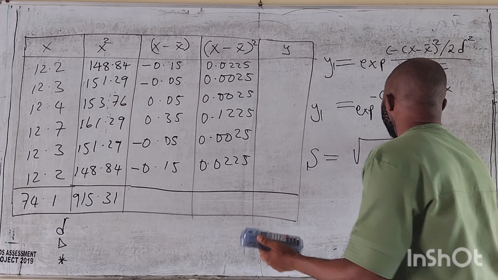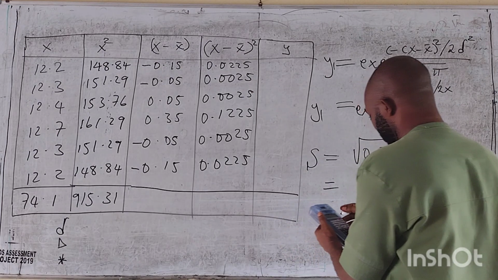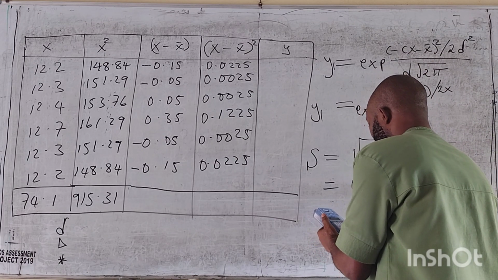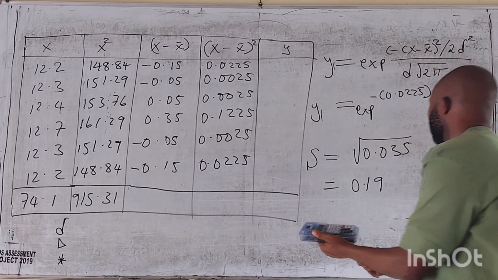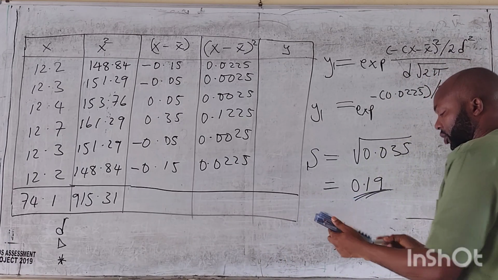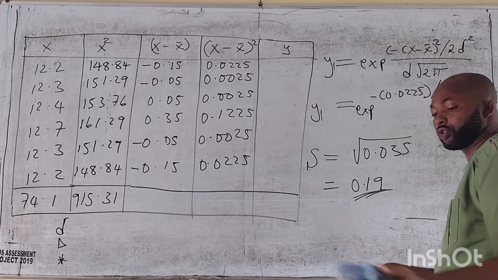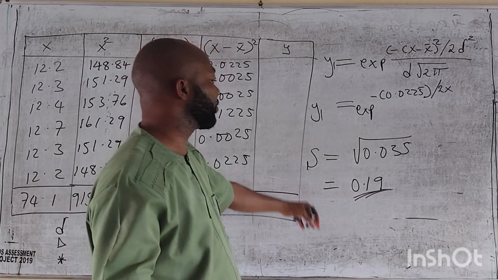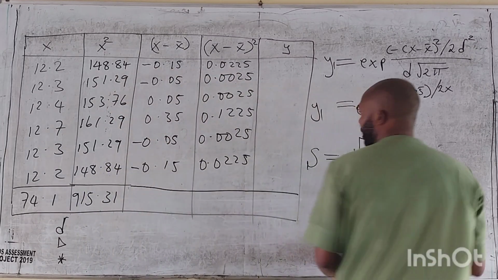And now the root of 0.035, which equals 0.19. So that's our standard deviation, 0.19 or 0.20. If my SD, my standard deviation, is 0.19, I will have to substitute it into the formula.